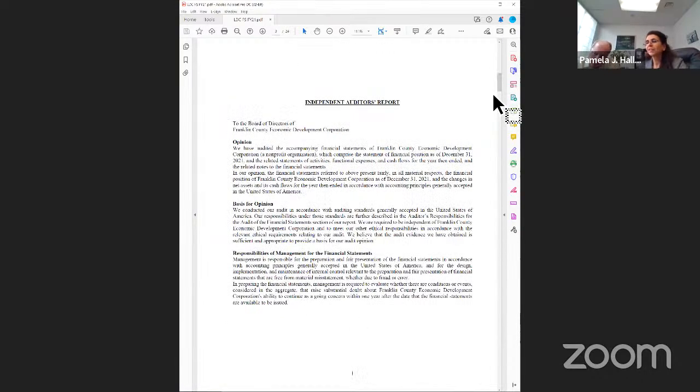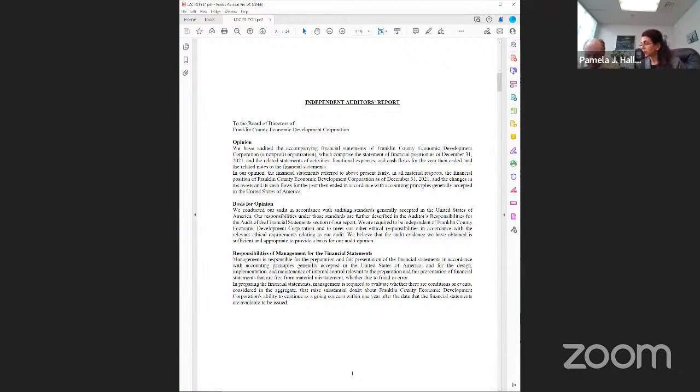Just like when we went over last week with the IDA and the CDC, there was a major change in the way the opinion looks on the audit report. Now your actual opinion is the very first paragraph. So we do say that your financial statements are fairly stated in all material respects. We give the basis for our opinion.